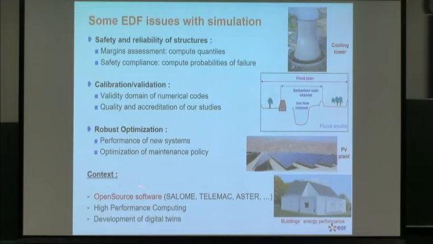So here I give just a few software. This is Telemac, which is a software for hydraulics. Aster is a software for mechanics. We have also software like Saturne, which is for computational fluid dynamics. Salome is a big software for coupling the elementary software. And in terms of uncertainty quantification, we developed the open source software which is called OpenTURNS, and I have a slide about it just after.